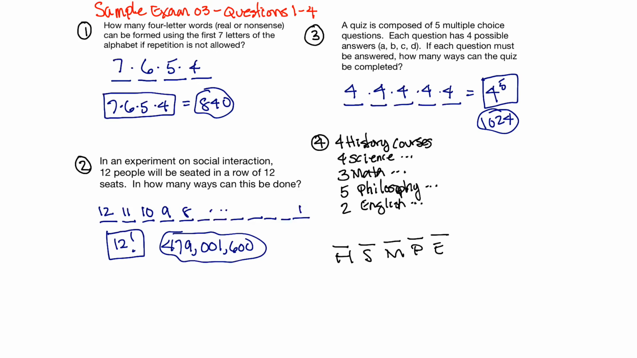And how many choices do we have for each one of these? Well, there's 4 history from which we can choose, 4 science, 3 math, 5 philosophy, and 2 English courses. And it's a multiplication principle. And when I make that multiplication, I've got 480 different course selections.